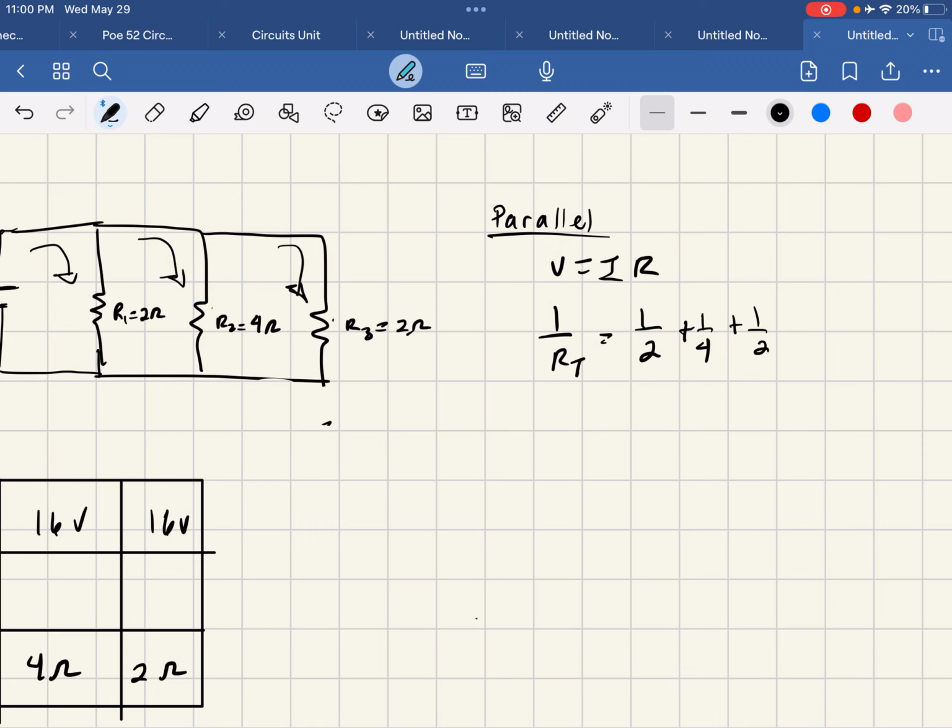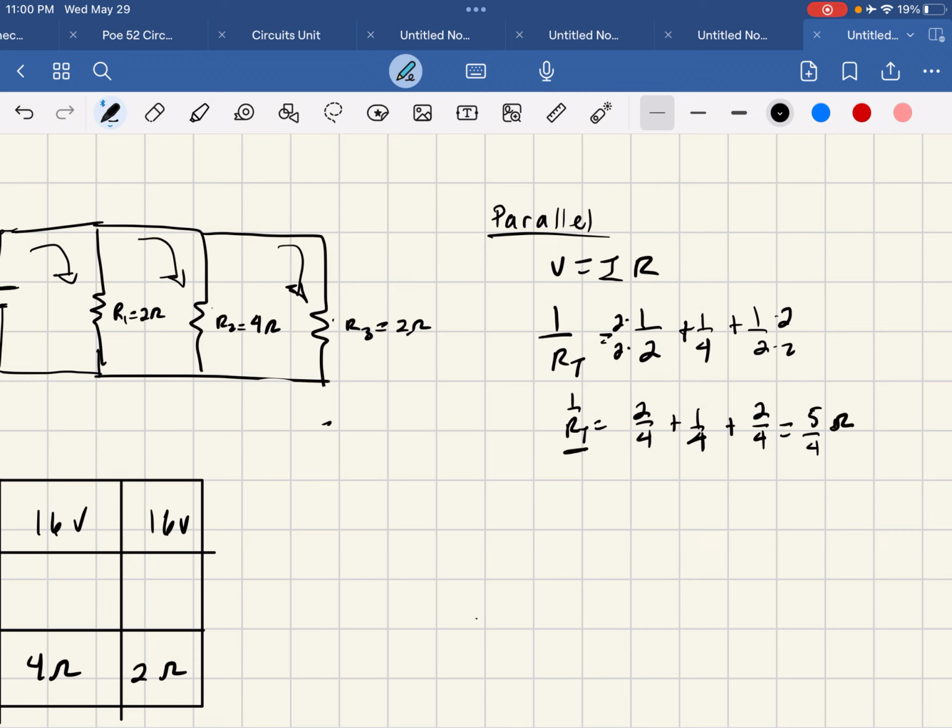Okay. Common denominator is 4. Therefore, we have to multiply top and bottom by 2. So that is going to give me 2/4 plus 1/4 plus 2/4. Once you add all of that, it's going to give you 5/4 ohms. But we're not done.